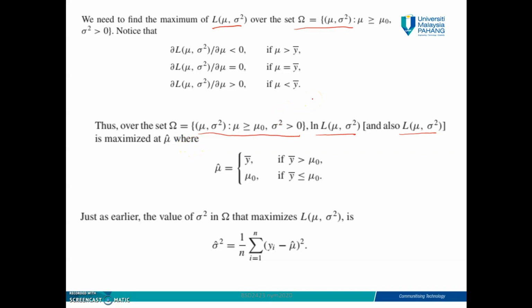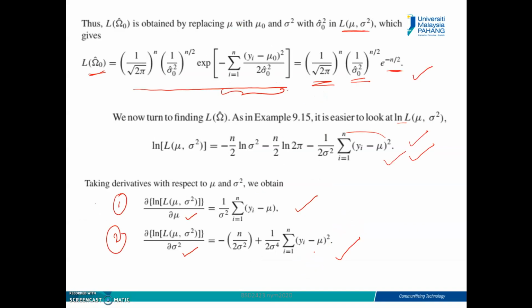It will be maximized if y bar is greater than mu or y bar is less than mu. So from here, you will get mu naught, and here you will get y bar. This you actually get from this equation when you do the calculation. Just as earlier, the value of sigma squared and omega that maximize the likelihood function of these two parameters is this one, from here.